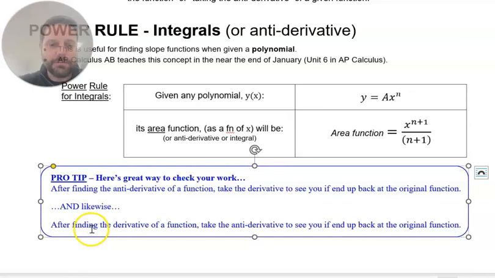Same thing likewise if you find the derivative of a function, then you can check your work by taking the antiderivative and see if you can get back to that original function.